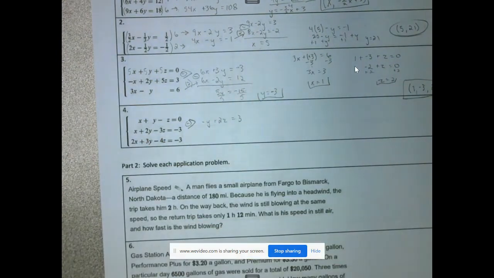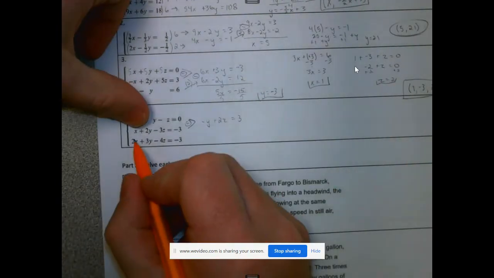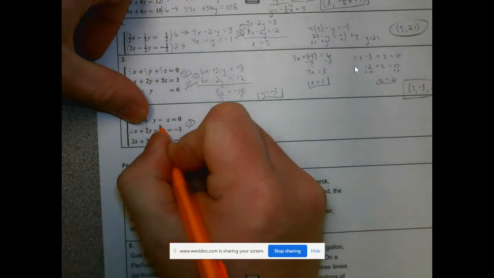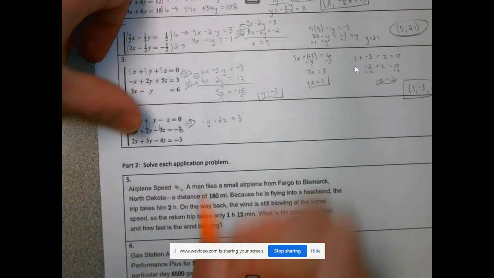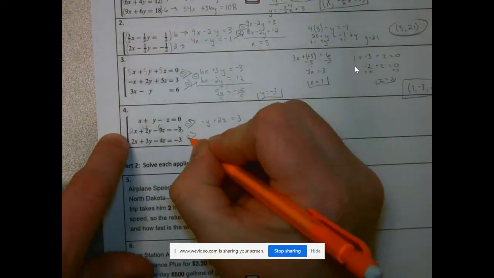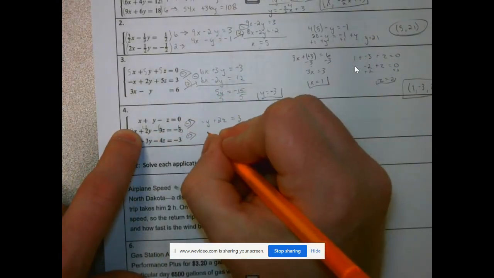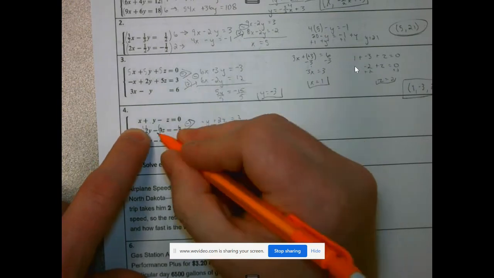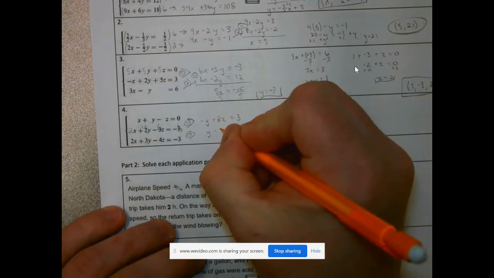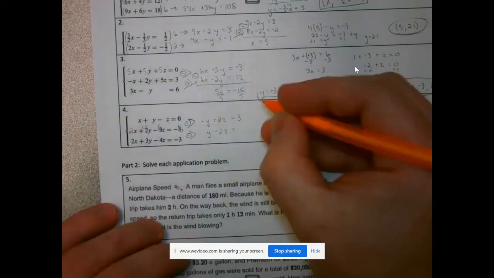Then I have to do the same on the second equation. But before I do that, I need to take this one times 2. So I get a 2, a 4, a 6, and a 6. So then I'll subtract those two. 2 minus 2 goes away. 4 minus 3 is 1. Negative 6 minus negative 4 is negative 2z. And negative 6 minus negative 3 is negative 3.